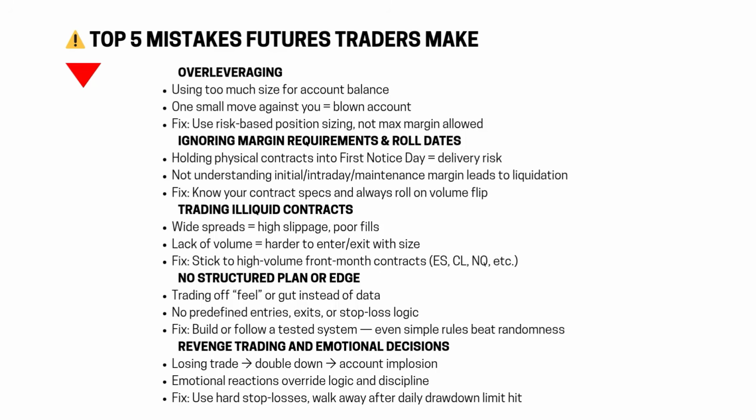Number 2, ignoring margin requirements and roll dates. Basic admin. When people fail, they're holding a physical contract into first notice day. That's delivery risk and big trouble. Not understanding how initial, intraday and maintenance margin leads to liquidation. Simple fix, just know your contract specs and always roll on the volume flip.